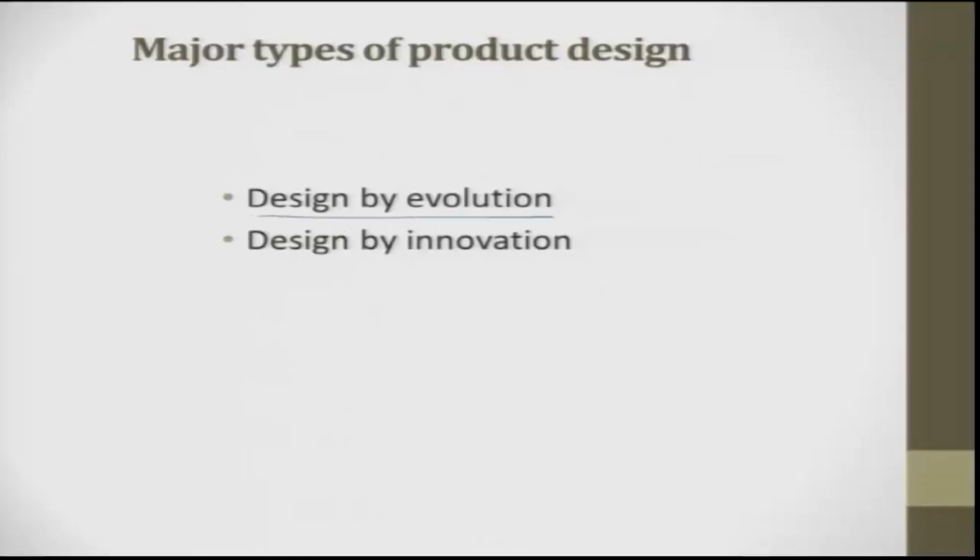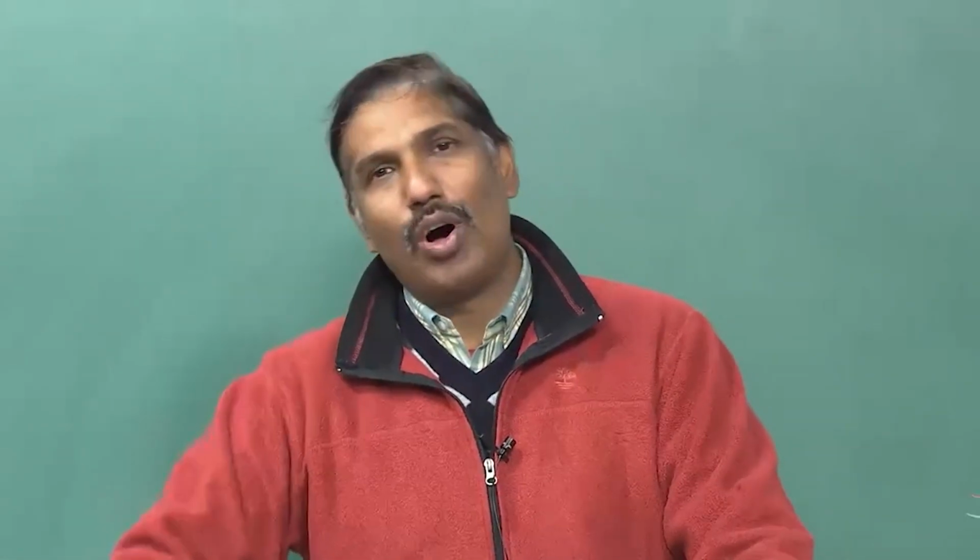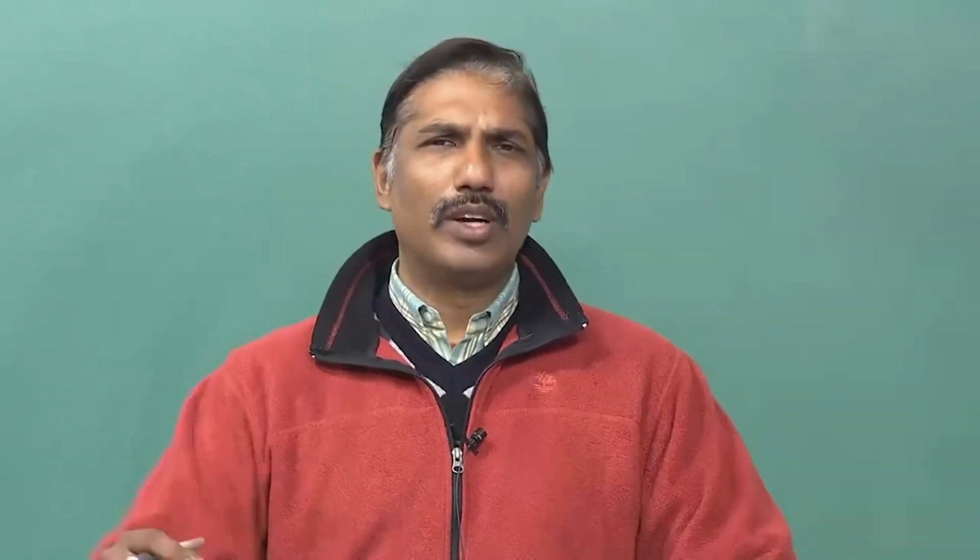Product design is of two categories: design by evolution and design by innovation. Design by evolution means the product gets evolved over a period of time and it always has a delta X improvement, and there is not much change in the basic structure of the product. This has been there for a long time. My grandfather developed a product, my father improvised the product, I further improvised the product, but still the product is the same.